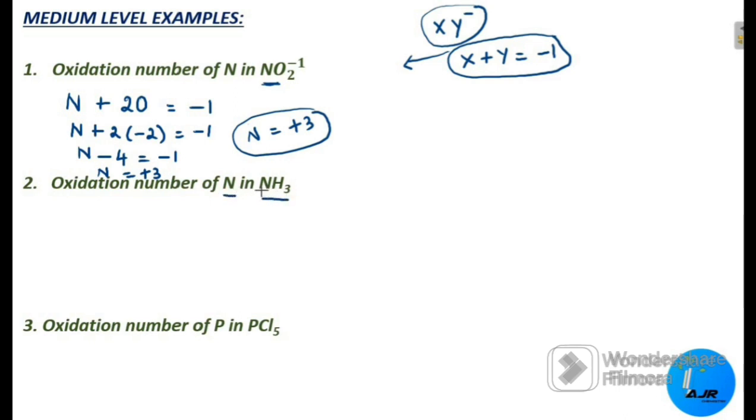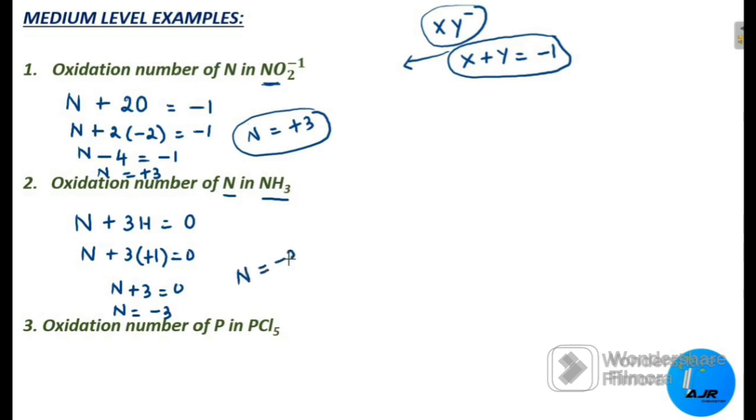Now find out the oxidation number of nitrogen in NH3. Okay. So NH3, it's a neutral molecule obviously. So N plus 3H is equal to 0, right? So N plus 3 into hydrogen, what is the oxidation number? It is plus 1, is equal to 0. So N plus 3 is equal to 0. N is equal to minus 3. So the oxidation number of nitrogen in NH3 is minus 3.